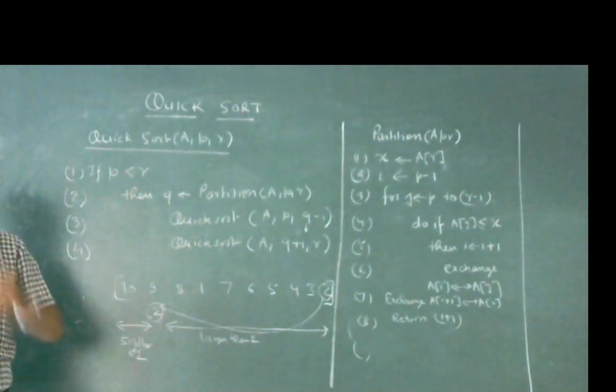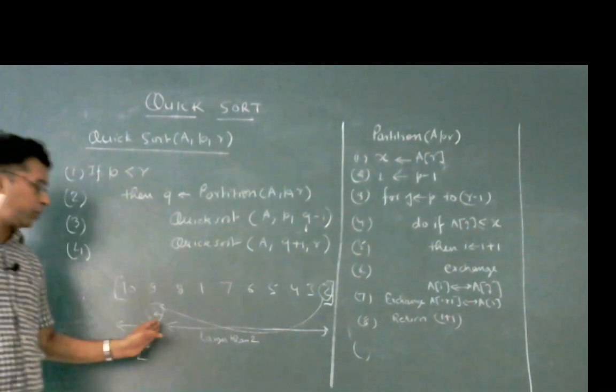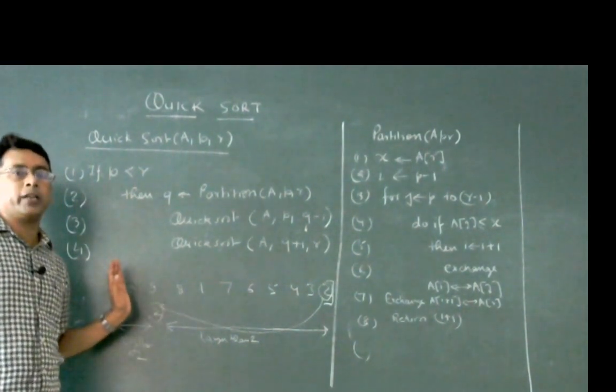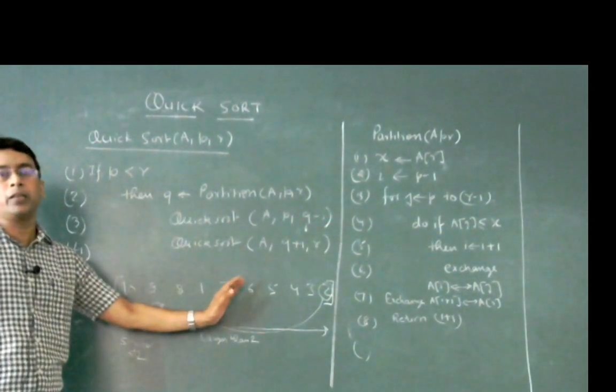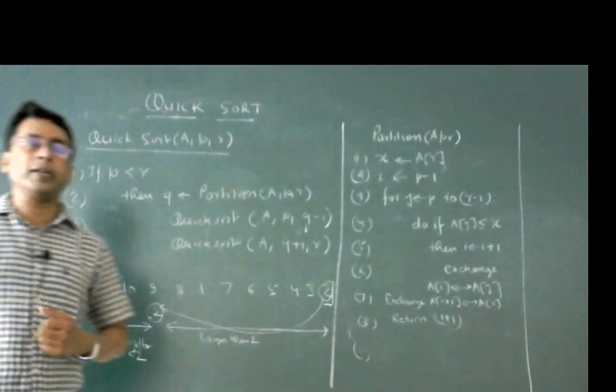So its name is quicksort and it is based on divide and conquer. Here I have divided the array into two partitions: on the left side the smaller elements, on the right hand side the larger elements. So I have divided these two. Now, how is this done programmatically?